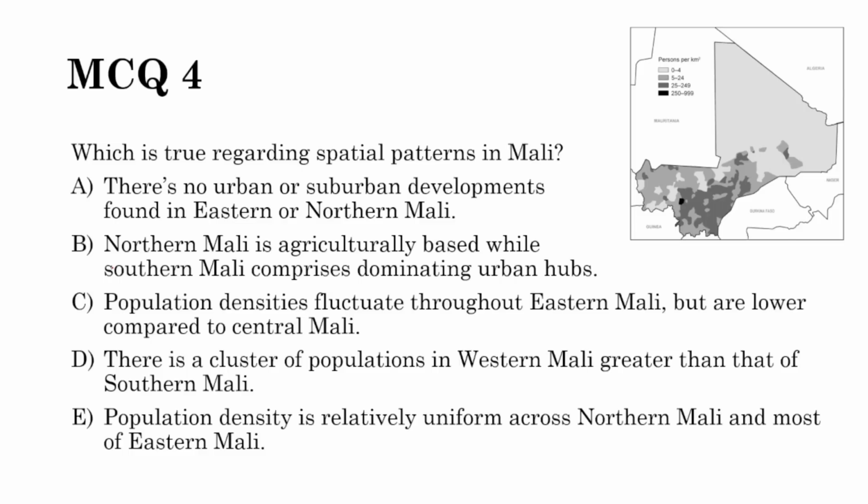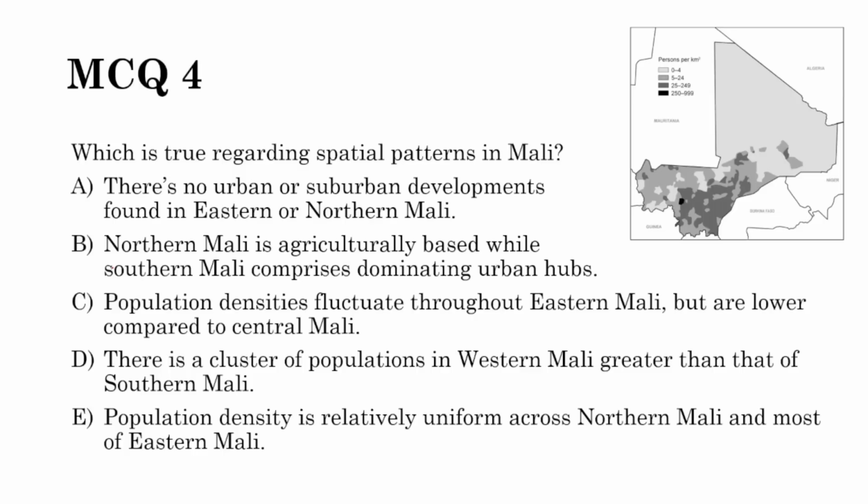We can probably assume that there's no suburban developments just yet, but there's probably some urban developments. We don't know for sure if they're in eastern or northern Mali. We don't know that for sure. So let's not pick that one. B, northern Mali is agriculture based, while southern Mali comprises of dominating urban hubs. We can predict that, but we're also not given any information about the economies. We're not given any information about how the land is being used. So that's not a good answer as well.